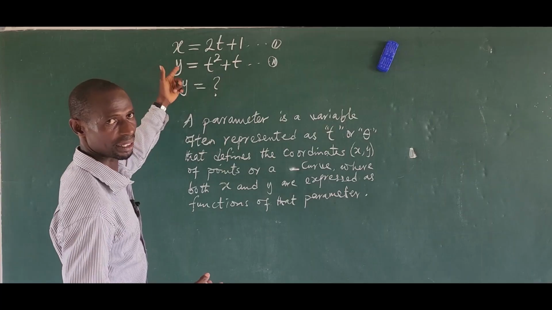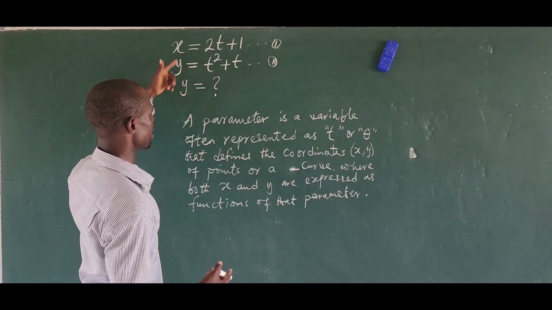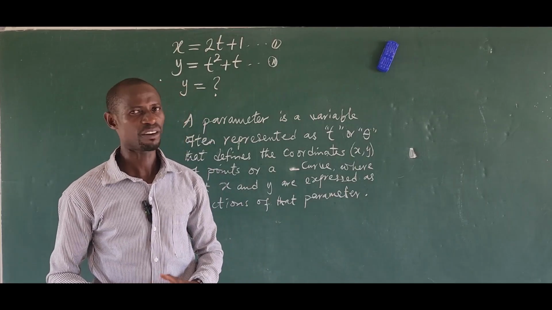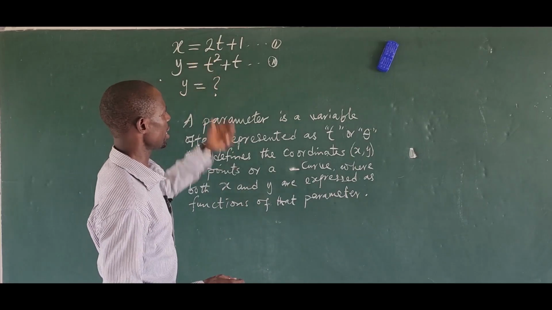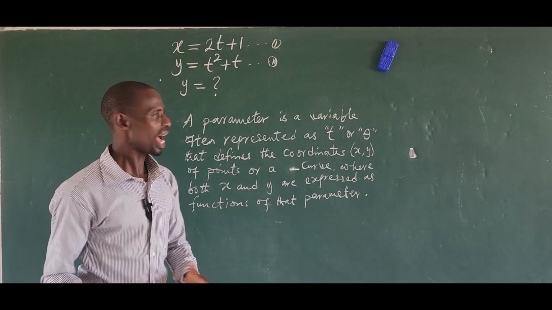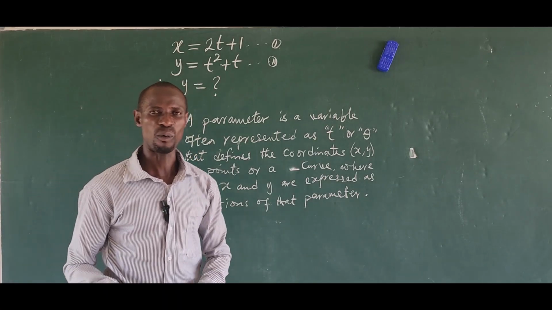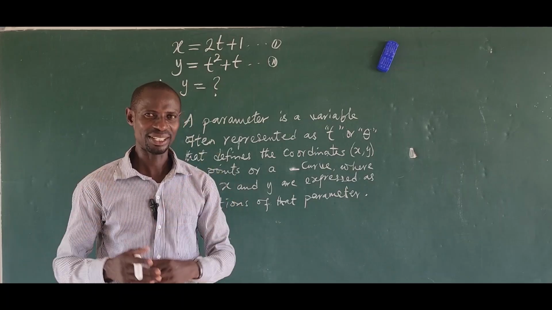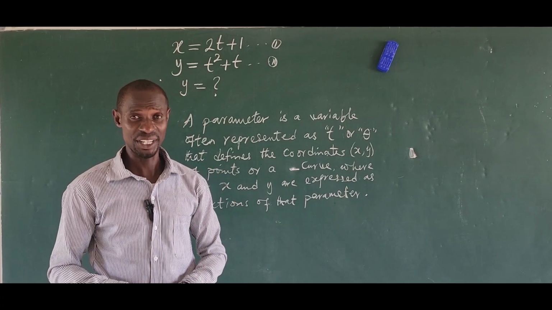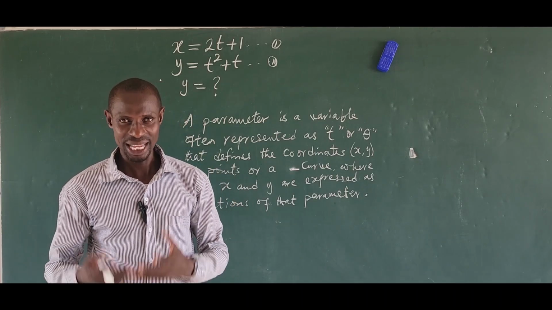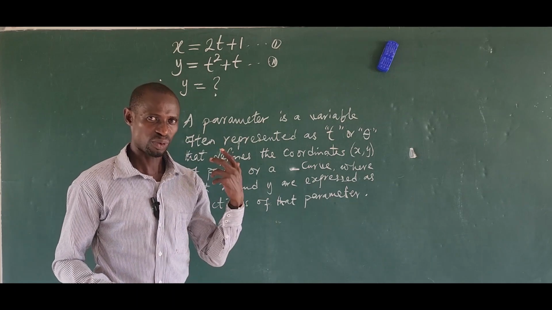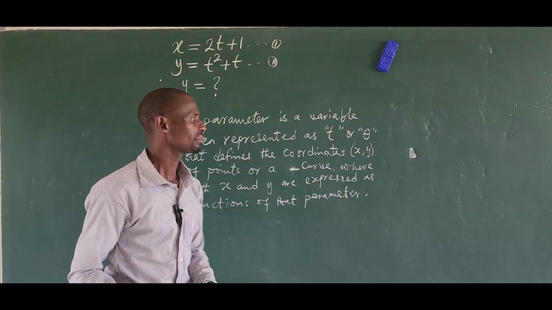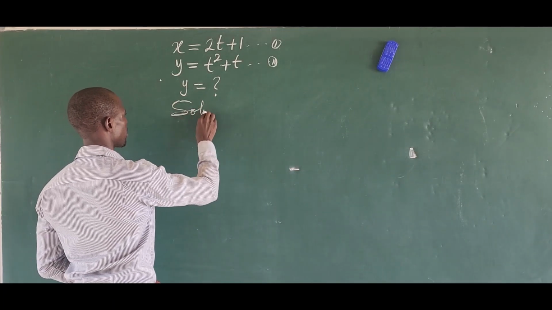Okay, both x and y are expressed as a function of that parameter. Look at what we have here now. So this is expressed as a function of our x and y. So that is the definition of a parameter. So here, t is a parameter, right? But how do we now get the value of our y in this expression we have here now? That is just the sole aim of this video or this math class. So let's go into solving this equation we have here now, having known the meaning of a parameter. Okay, so take solution.